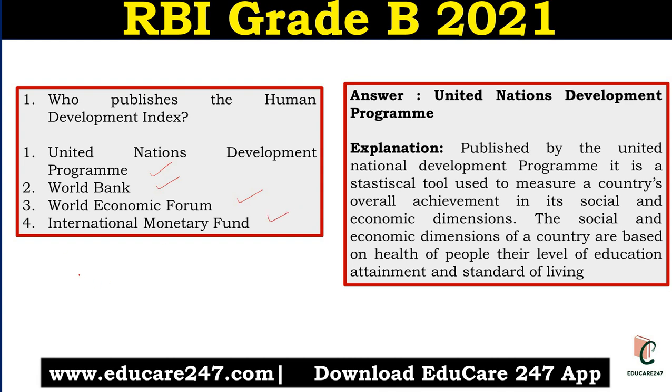So the answer to this question is the Human Development Index is published by the United Nations Development Program. So HDI is published by the UNDP. It is a statistical tool used to measure a country's overall achievement in its social and economic dimensions. So who publishes the HDI? It is published by the United Nations Development Program.